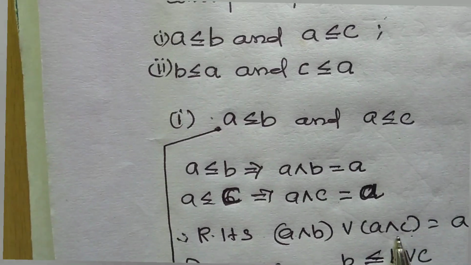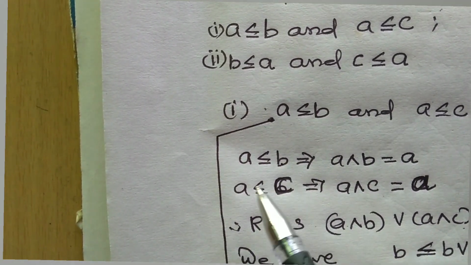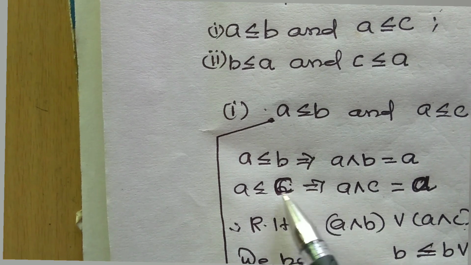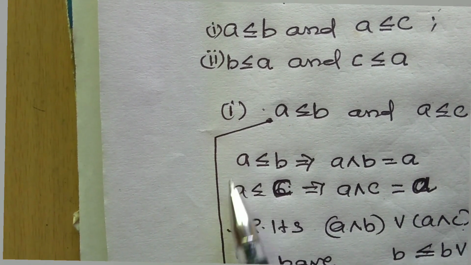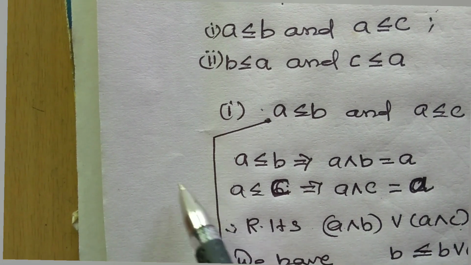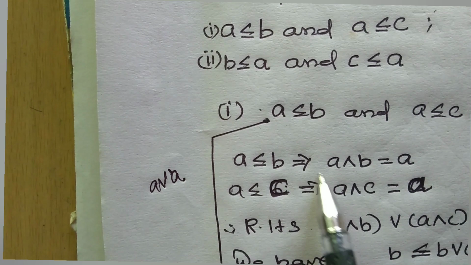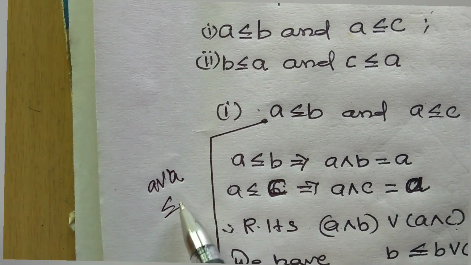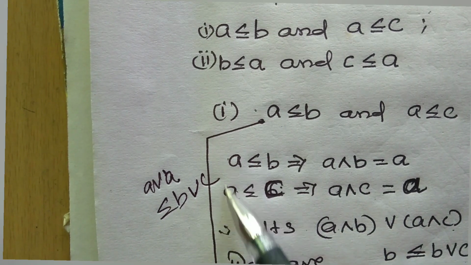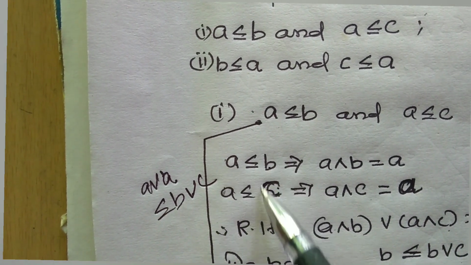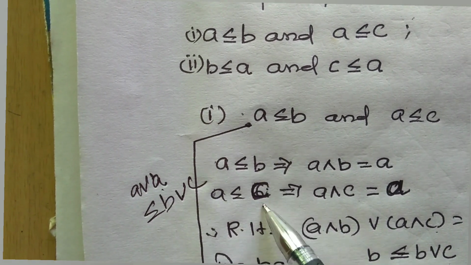Otherwise you can take from here A less than or equal to B, A less than or equal to C. You take the OR condition here. So that is the LHS OR condition, A or A. Then the RHS OR condition, less than or equal to B or C. Here you take the OR condition, same way here you take the OR condition. That means A or A is less than or equal to B or C.